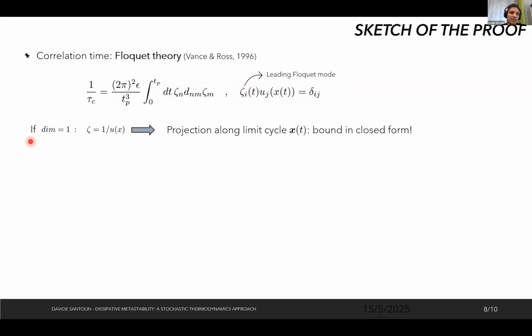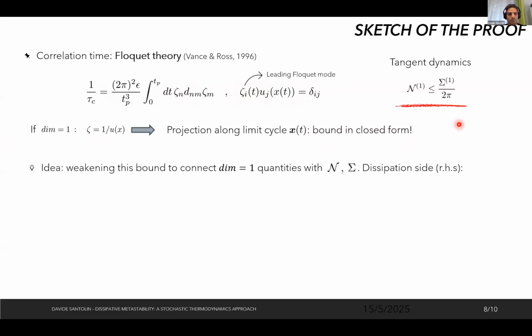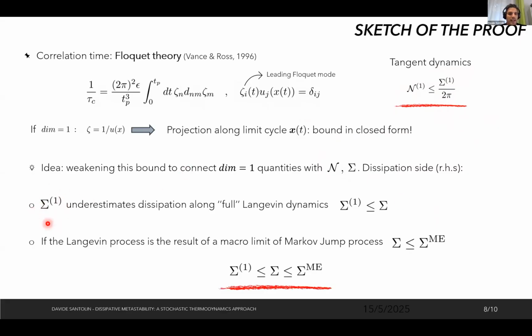And so our intuition was that if the system was 1D, we could know in closed form that this zeta is the reciprocal of the drift. So we decided to project the dynamics along the limit cycle and treat it as a 1D system, actually. And we derived the bound in closed form for this tangent dynamics. And then we wanted to weaken the bound in order to connect these one-dimensional quantities with the true quantities of interest. So we started by weakening the dissipation side, the right-hand side, and we showed that the dissipation in the 1D system is underestimating the dissipation in the full-dimensional system. You do it by playing with Cauchy-Schwarz inequalities.